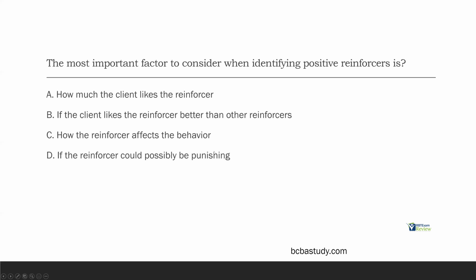And then D, if the reinforcer could possibly be punishing. Not our main concern. Now, I mean, you could obviously take it into consideration, but it's really not the most important factor to consider. The most important factor to consider when identifying positive reinforcers is C, how the reinforcer affects the behavior.